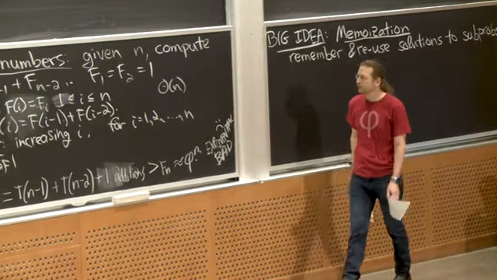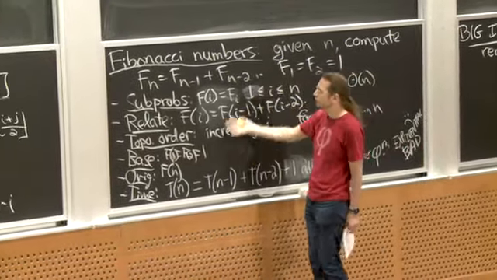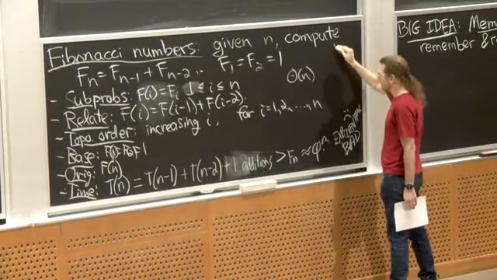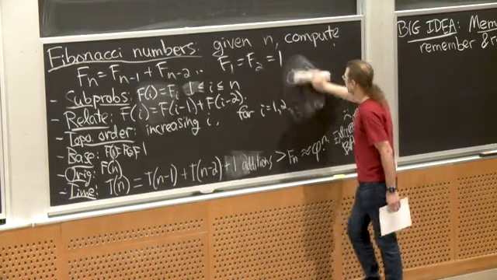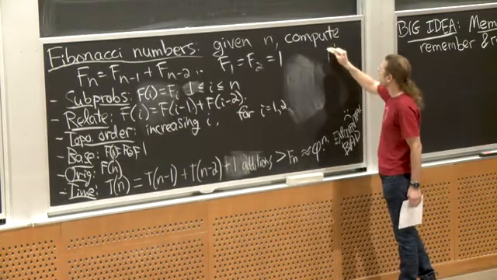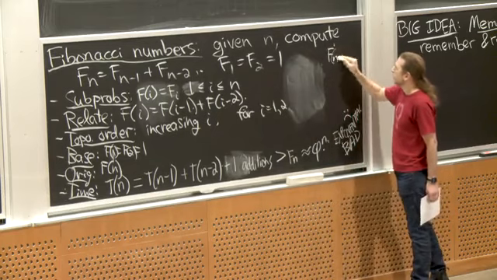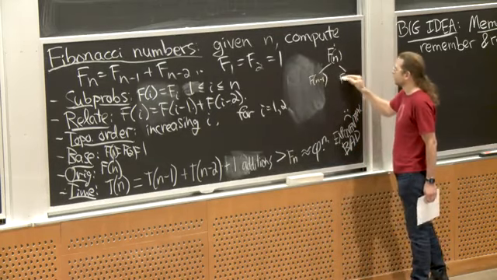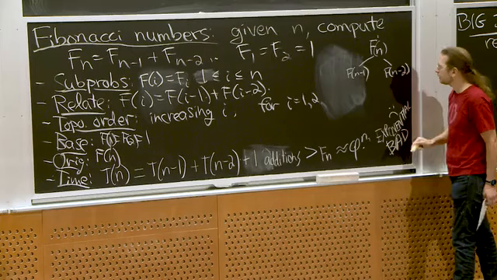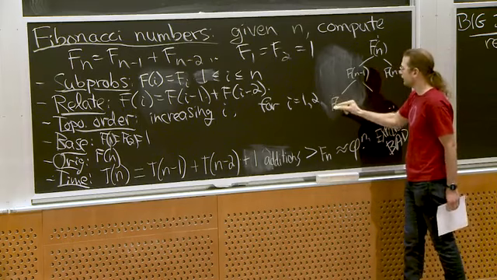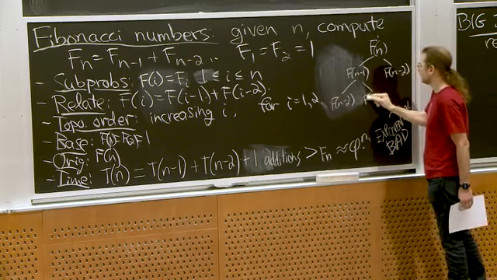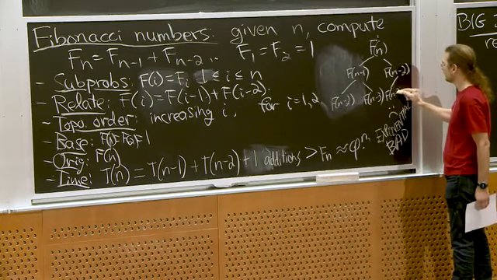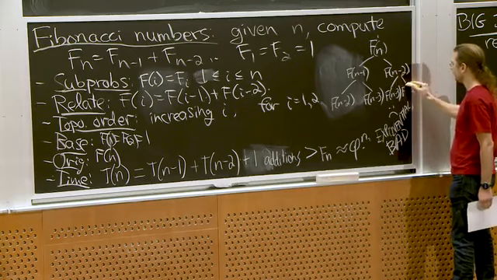So let's draw the recursion tree for this recursive algorithm as we've done it so far. At the top, we are calling f of n. And then that calls f of n minus 1 and f of n minus 2. And it does an addition up here. And then this calls f of n minus 2 and this calls f of n minus 3. This calls f of n minus 3, and this calls f of n minus 4.